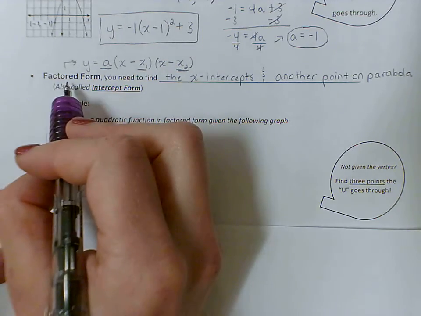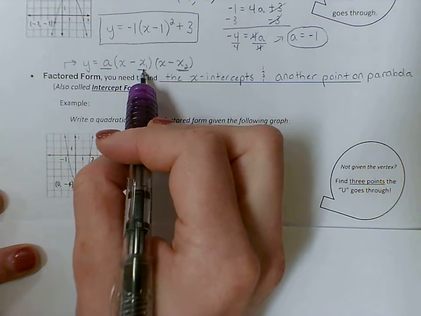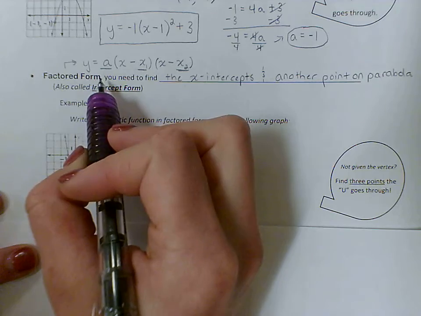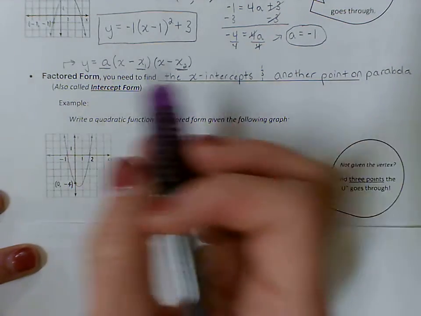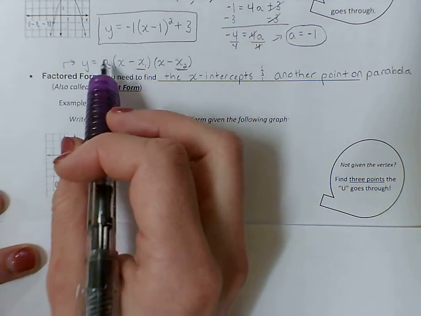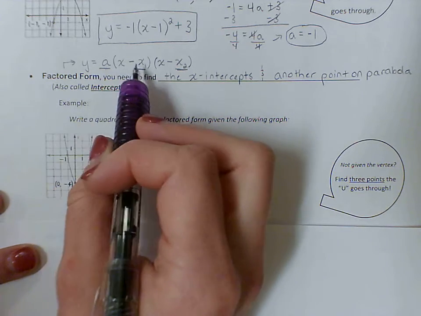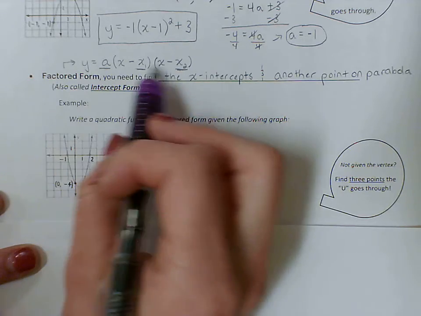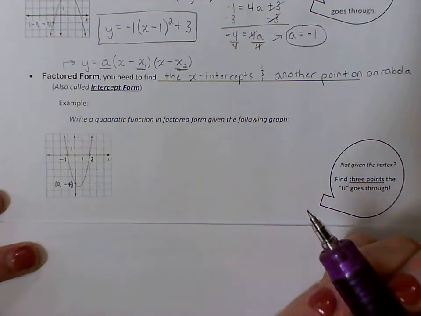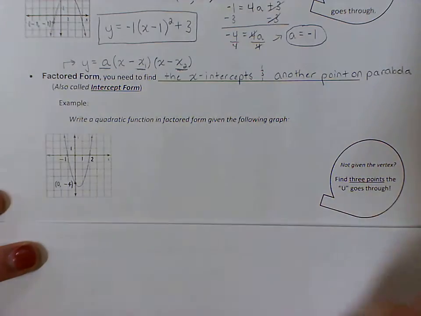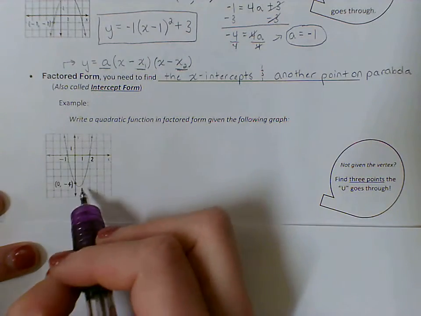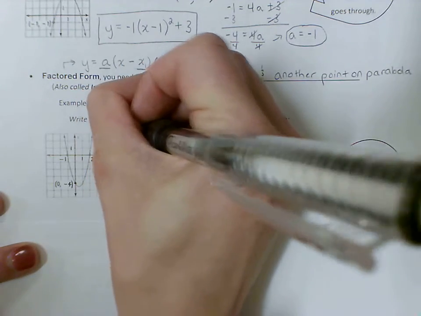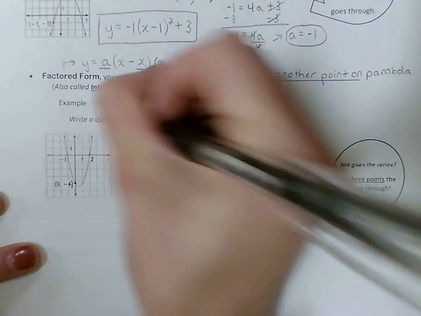If we're putting it in factored form, remember, we have to have the x-intercepts, so we're going to look for those first. Then we're going to look for another point that it goes through so that we can plug it in to help us find that number that goes up front. Once we find all of those, we can just plug it into this equation, and then we'll have the factored form of that parabola. So I'm going to look at my graph and first try to find my x-intercepts, and figure out where it crosses the x-axis.